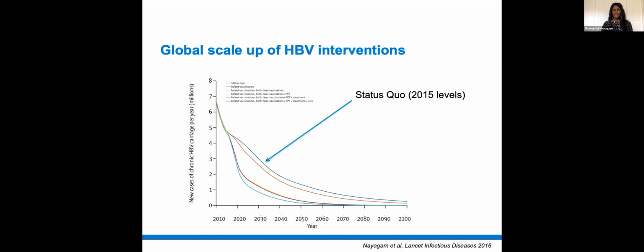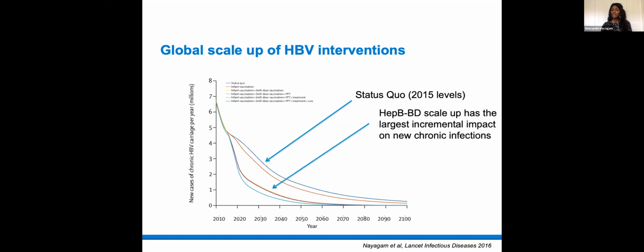So this is a figure looking at the global scale-up of hepatitis B interventions. So the year on the x-axis and the new cases of chronic hepatitis B infection averted on the y-axis. And what we're showing is that the status quo, which is the blue line there, is already going to get a decrease globally because of infant vaccination. But what's going to have the biggest incremental impact, in addition, is to scale up hepatitis B birth dose interventions. And this is really what we're going to concentrate on today.